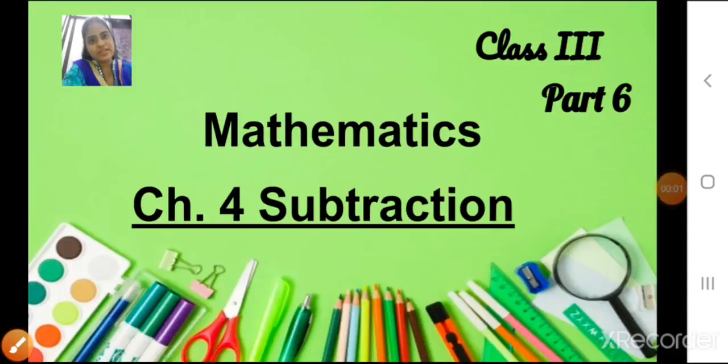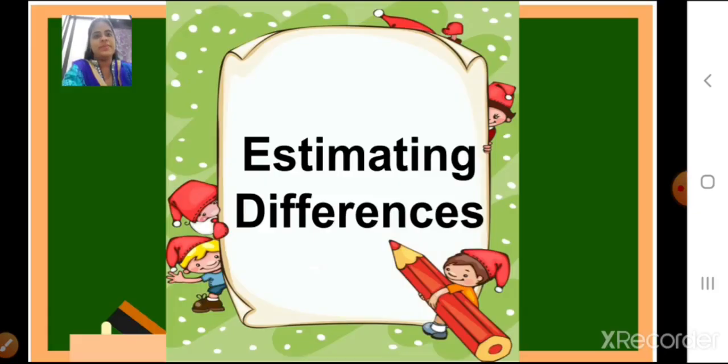Sai Ram students, today we are going to learn a new topic, which is estimating difference in chapter number 4, subtraction. Children, how to estimate? We can estimate by rounding off the numbers to its nearest 10, 100 or 1000. How to round off a number we have already learned in chapter number 1, right? So let us see how it works for subtraction.